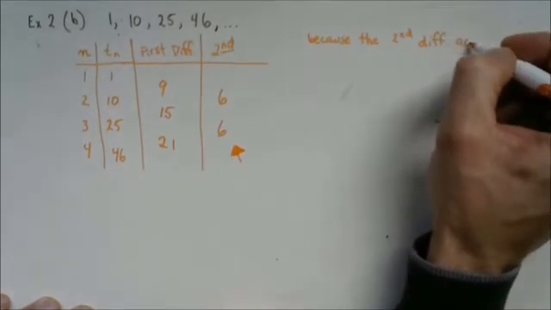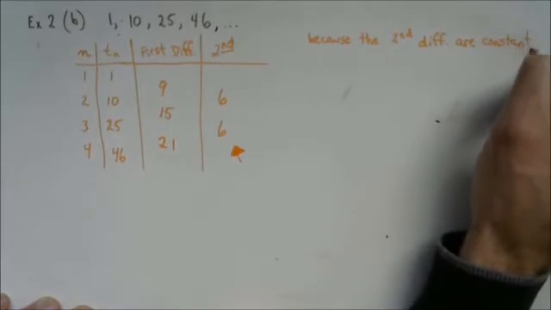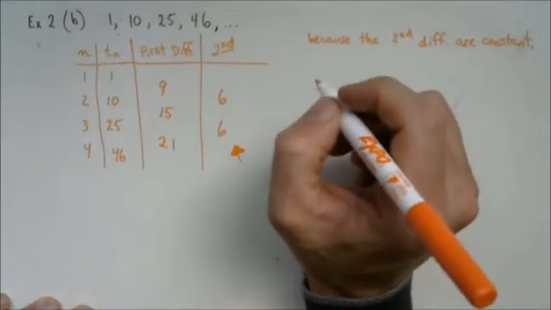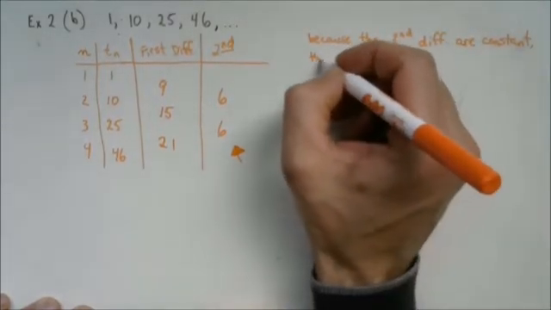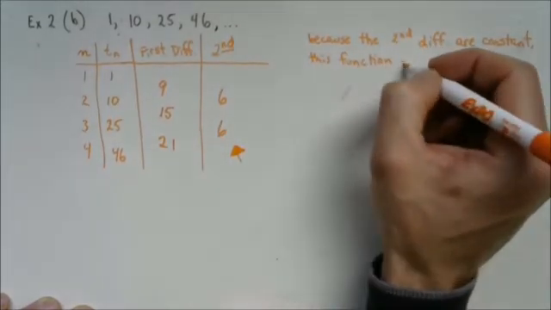the second differences are constant. What kind of function is this? This function is quadratic.